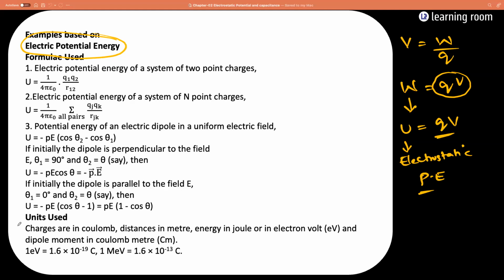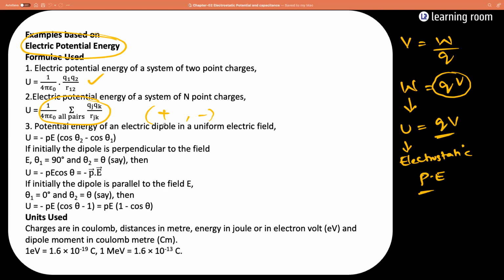I'll just give you the formula, and in tomorrow's class, we'll start with the problems. The electrostatic potential energy of a system of two point charges is Q1 Q2 divided by 4 pi epsilon naught into R. Due to n charges, you need to take the algebraic sum of everything. When I say algebraic sum, you need to take the plus or minus sign also into consideration.